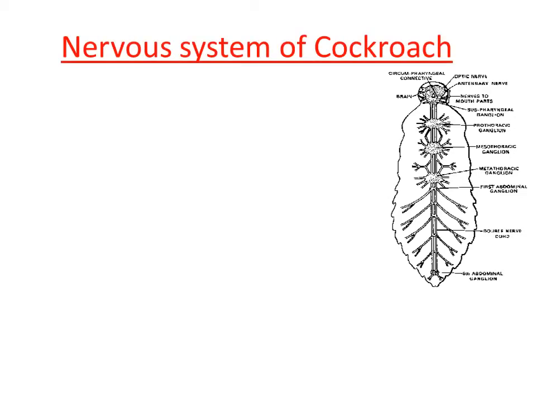Then one more question is how each and every function of the cockroach takes place in a coordinated way. In order to carry out the functions in a coordinated way, one of the organ systems seen in the cockroach is the nervous system. Because of the nervous system, each and every function is carried out in a coordinated way. The cockroach consists of a ladder-like nervous system. So the characteristic appearance of the nervous system is ladder-like.